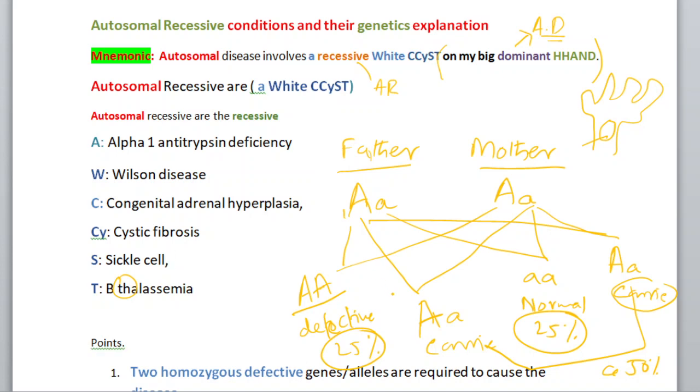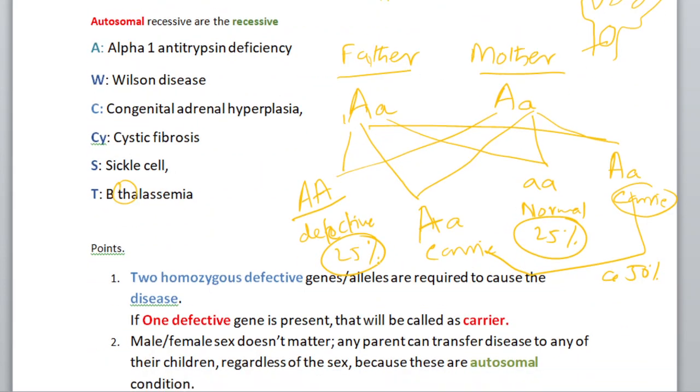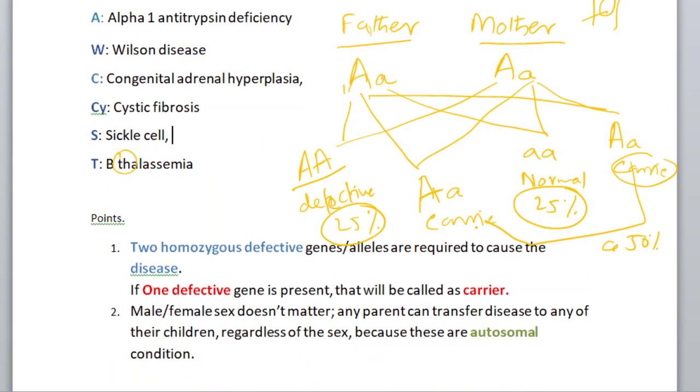Now remember, when two capital A's are transferred to their child, the child will be defective. But if one single defective gene is transferred to their children, those children will be called carriers. The small letter denotes the normal gene. So this will be the percentage in autosomal recessive diseases.